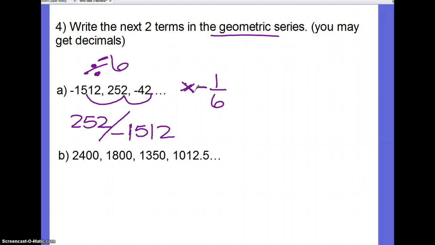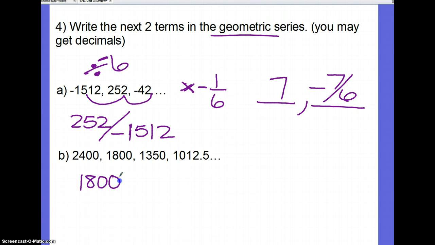And it says find the next two terms. So if I keep going, the next number will be a 7, and the number after that will be a -7/6 as a fraction.